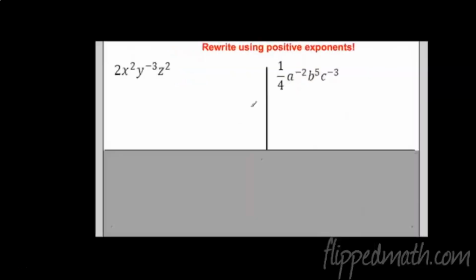Let's go to the next page. All right, let's take a look at rewriting these using positive exponents. So I've got this big, long thing here. How do I change this? Well, I'm looking for these negative exponents.